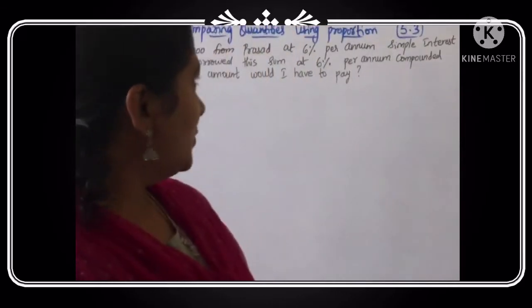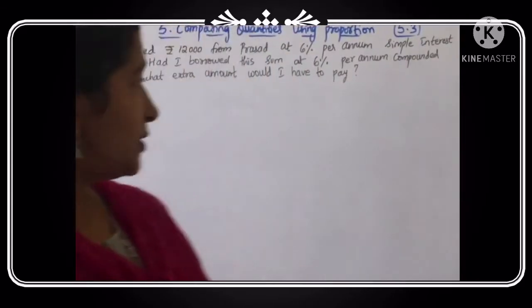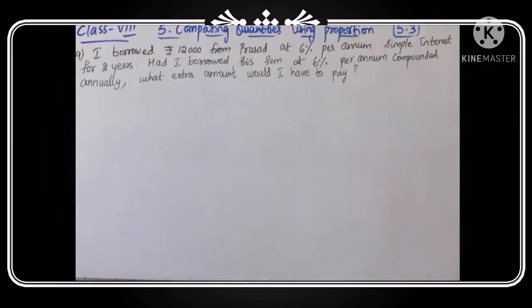Today in this video I am going to explain 5.3 exercise word problems of Unit 5, comparing quantities using proportion. In my last video I explained 1 to 8 word problems, children. Now coming to the 9th question.